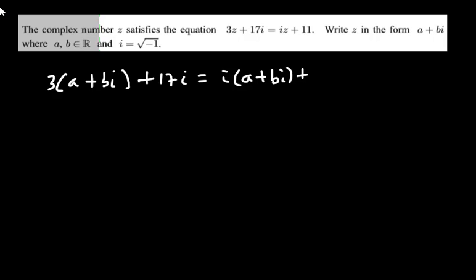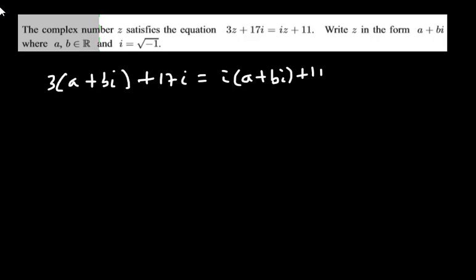Okay, so let's move on. 3Z, and instead of Z, let's substitute A plus Bi. It's already given. The goal here is we need to find the values of A and B, so that we'll finally finish. Plus 17i is equal to i, and instead of Z again, we substitute A plus Bi, plus 11.